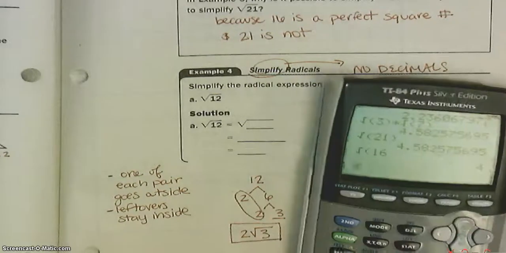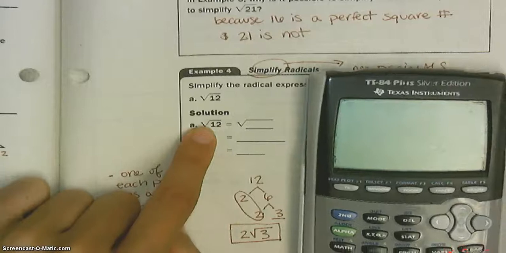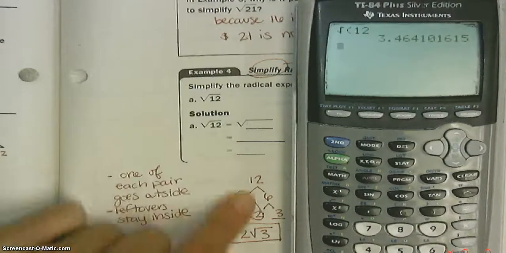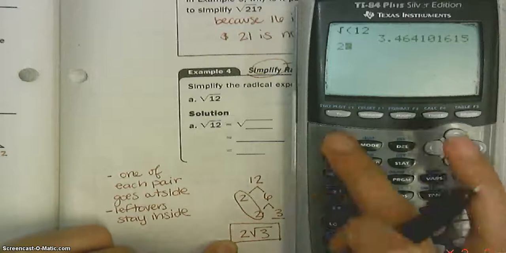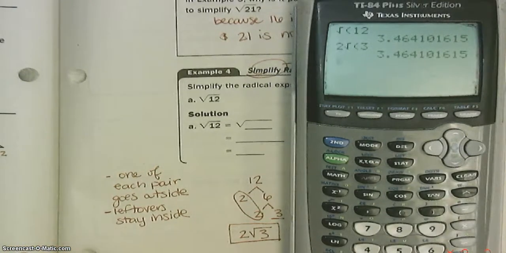All right, so let's see if that was right. I'm going to check. I'm going to put square root 12 in my calculator, 3.46, and I'm going to put this in my calculator and see if it's the same, 2 root 3. Yep, 3.46. That's how I know that I did it right.